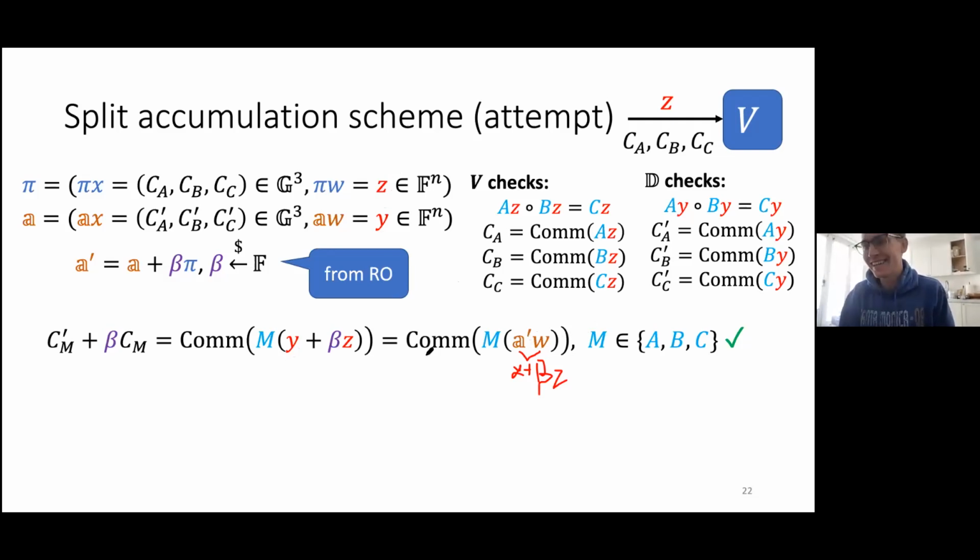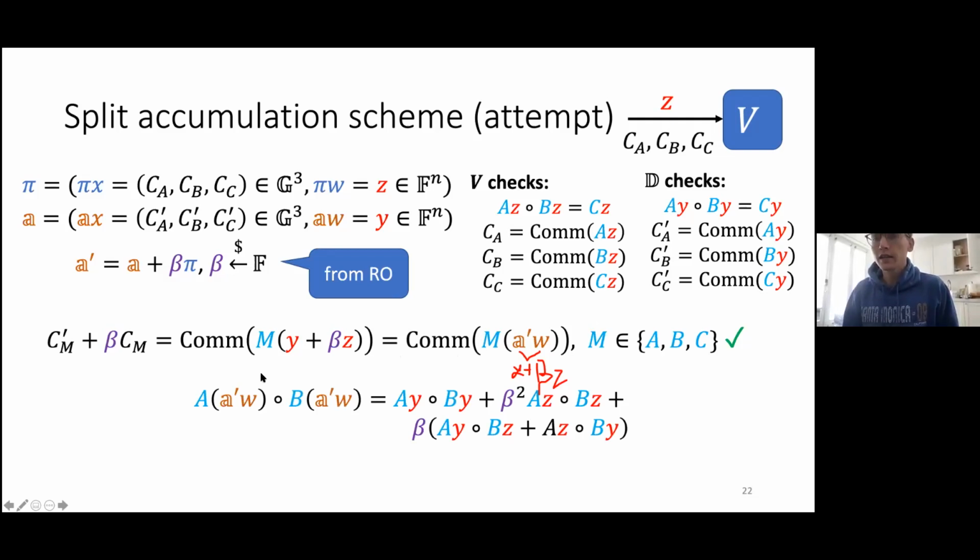So it's easy to see that this exactly works out, right? The commitments in accumulator prime are exactly what they need to be for CA, CB, and CC. Okay, so this kind of linear check we successfully accumulated.